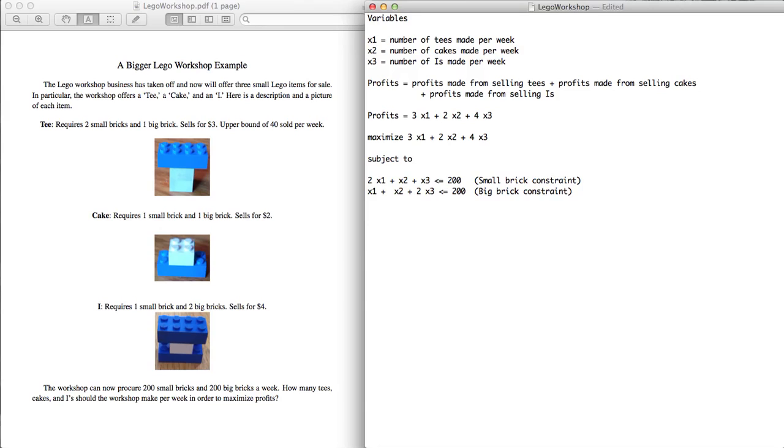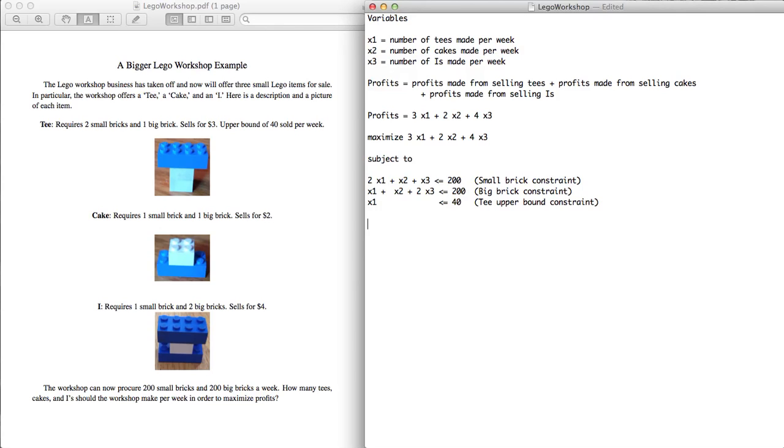The last scarce resource we have is that we have an upper bound on the number of teas we can sell per week. So basically, we need to make sure that we don't sell more than 40 teas. And so what this tells us is that there's an upper bound on x1. So x1 is going to be less than or equal to 40, and we can call this the t upper bound constraint. So we have all the listed constraints in the problem itself.